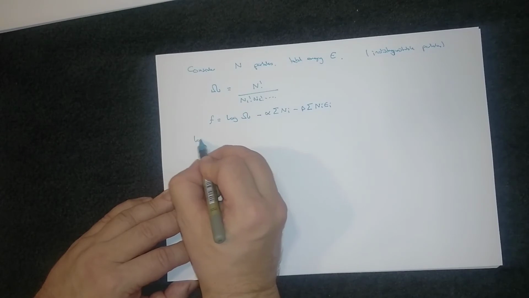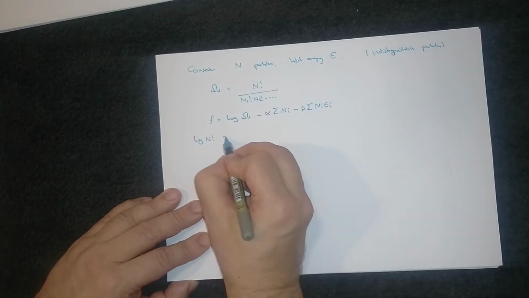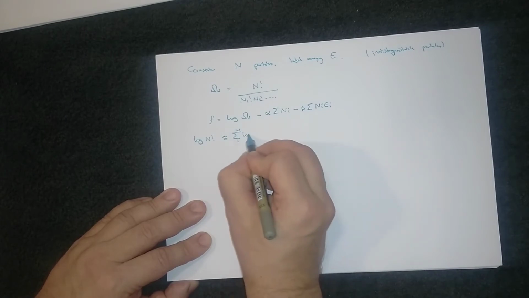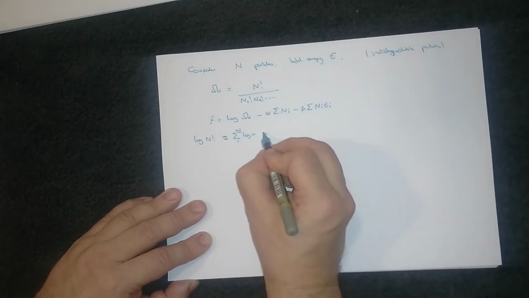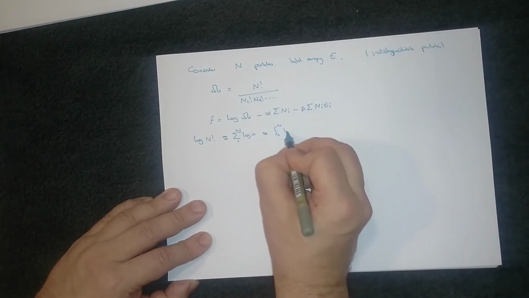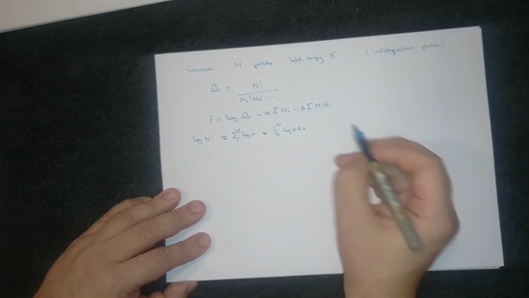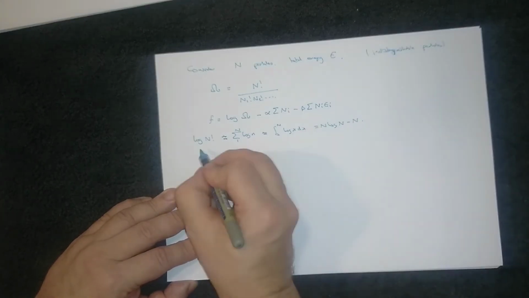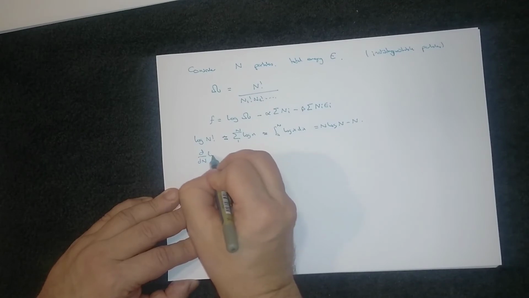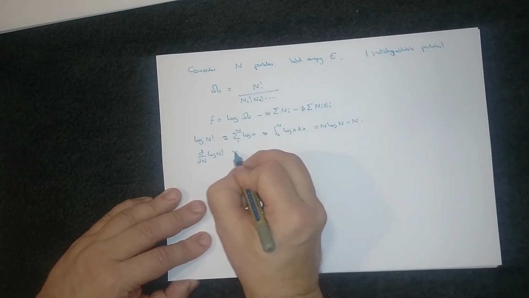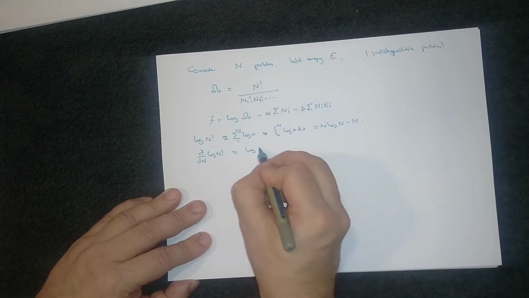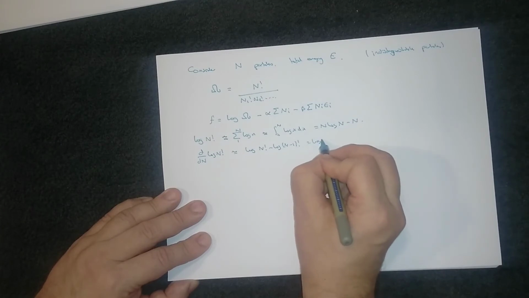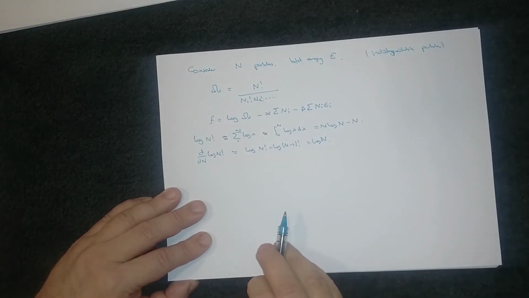Now, log of n factorial is exactly the sum from 1 up to n of log n, and that's approximately the integral from 0 to n of log x dx when n is very large, and that's n log n minus n. The derivative with respect to n of log n factorial is approximately log n factorial minus log (n minus 1) factorial, which is log n, which we also get from differentiating that.